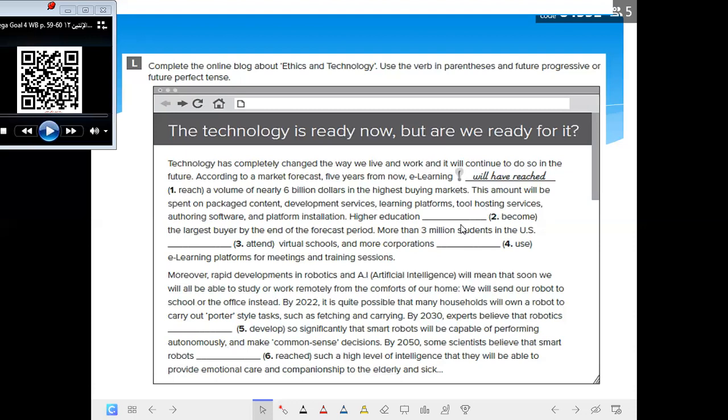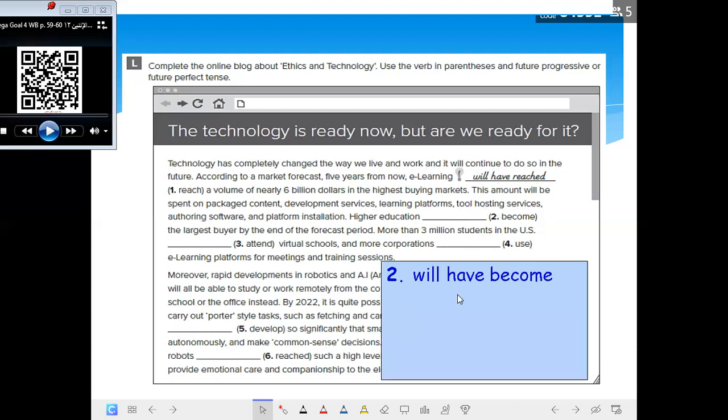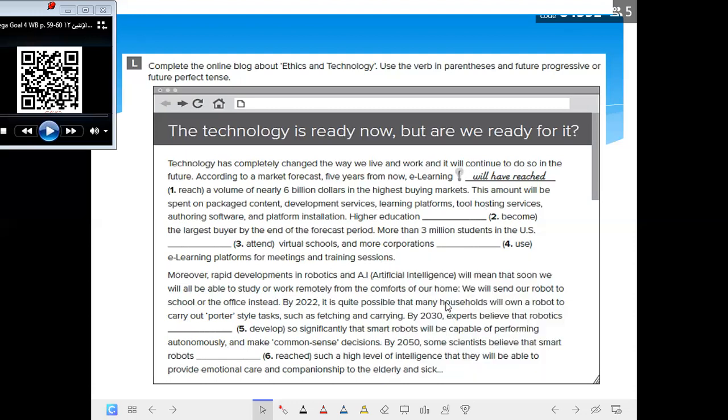Will have become. Excellent, excellent. It should be will have become. Excellent. Complete: will have become the largest buyer by the end of the forecast period. More than 3 million students in U.S.